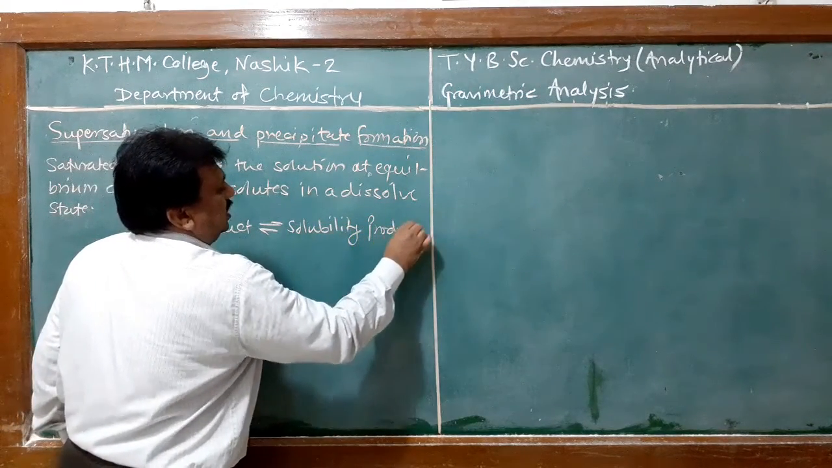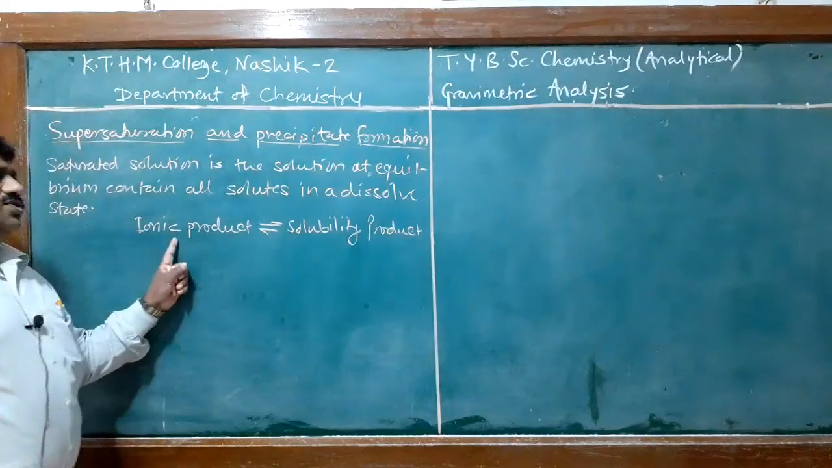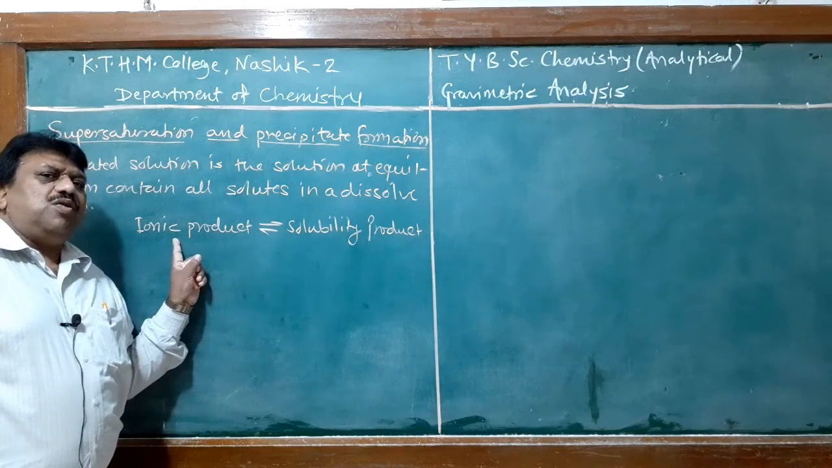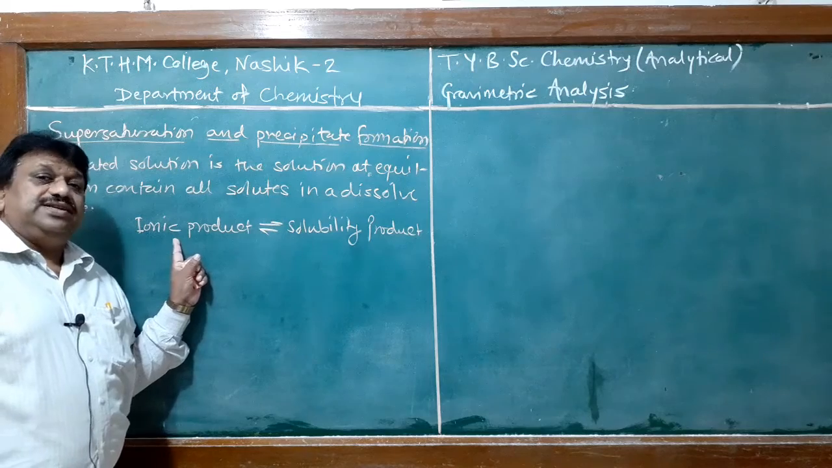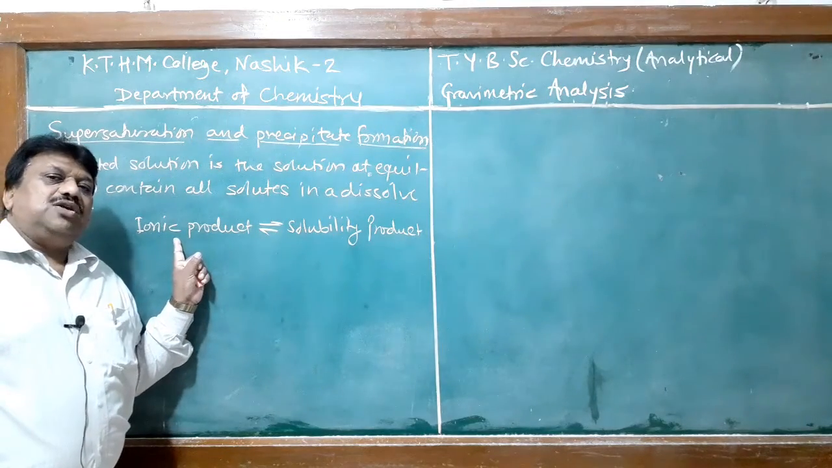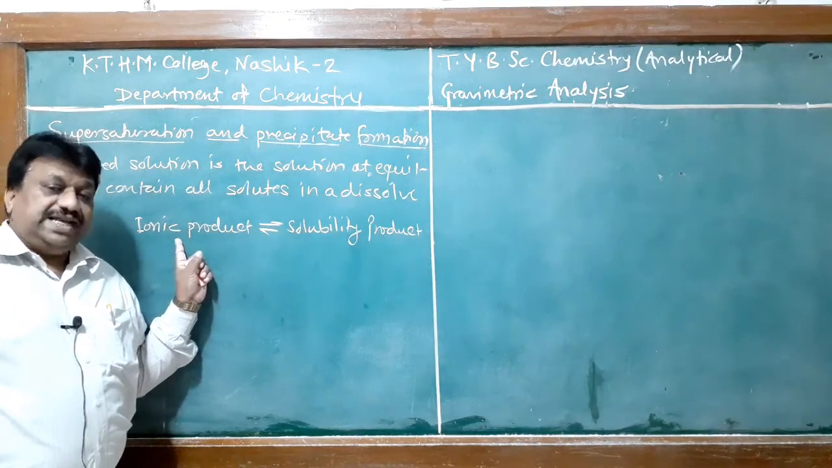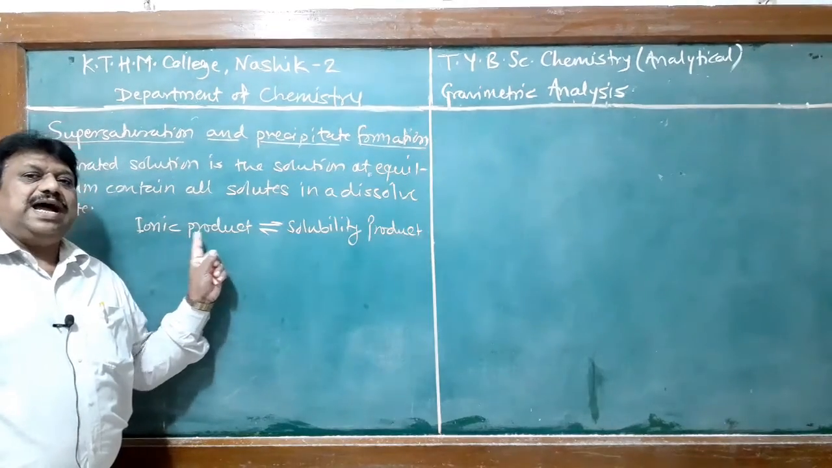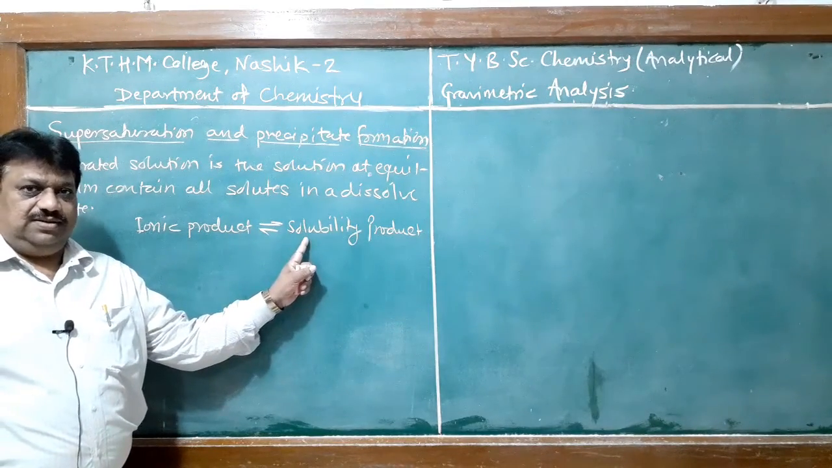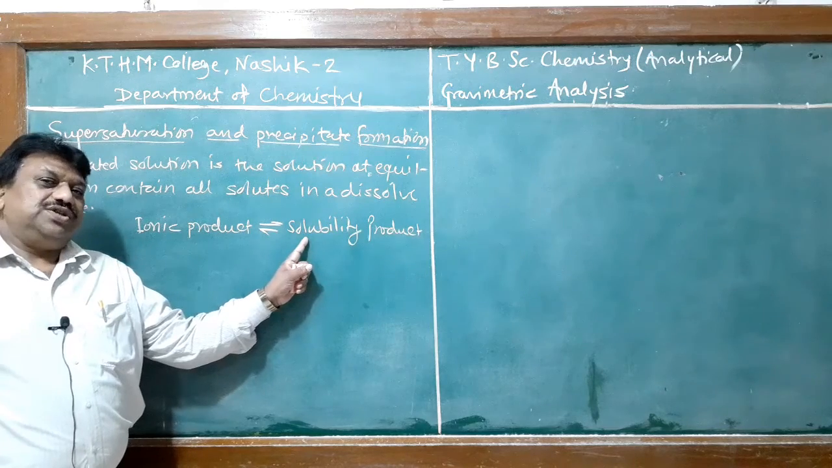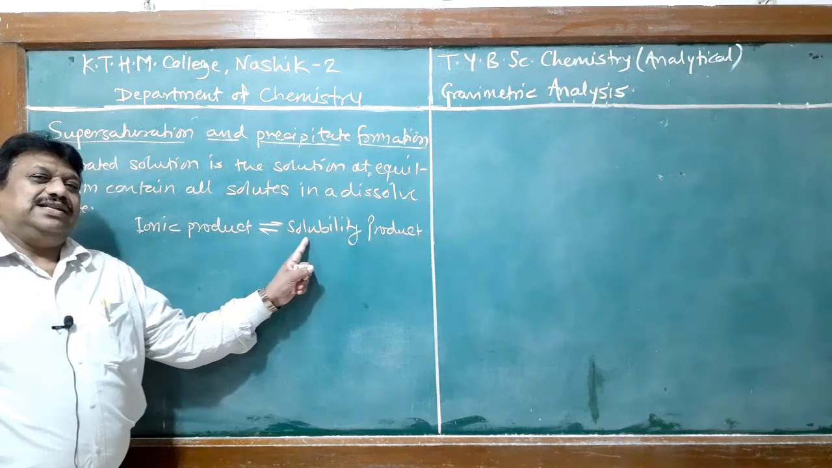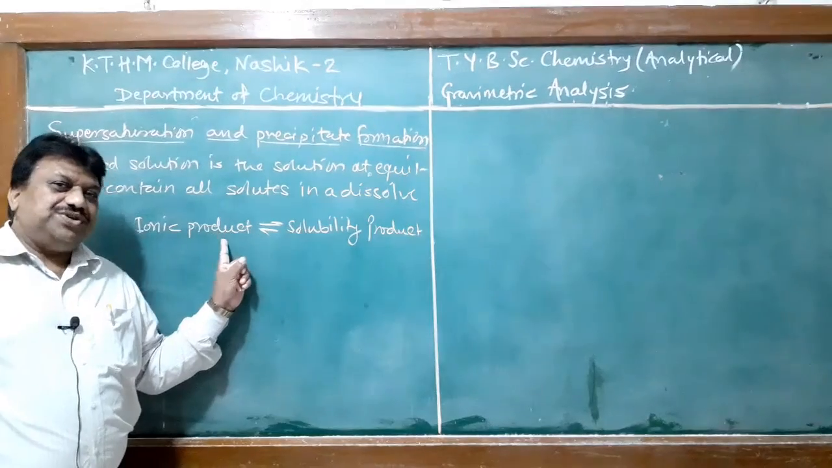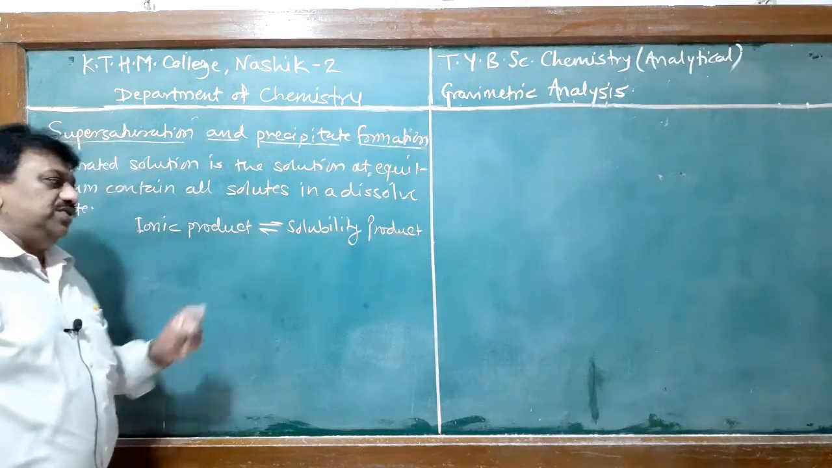That means here, in this case, this is a solution which consists of maximum amount of solute in a dissolved state, and further dissolving capacity of that solution is vanished. Therefore, further added solute becomes insoluble. When further added solute becomes insoluble, that is a state of the solution called as supersaturation.